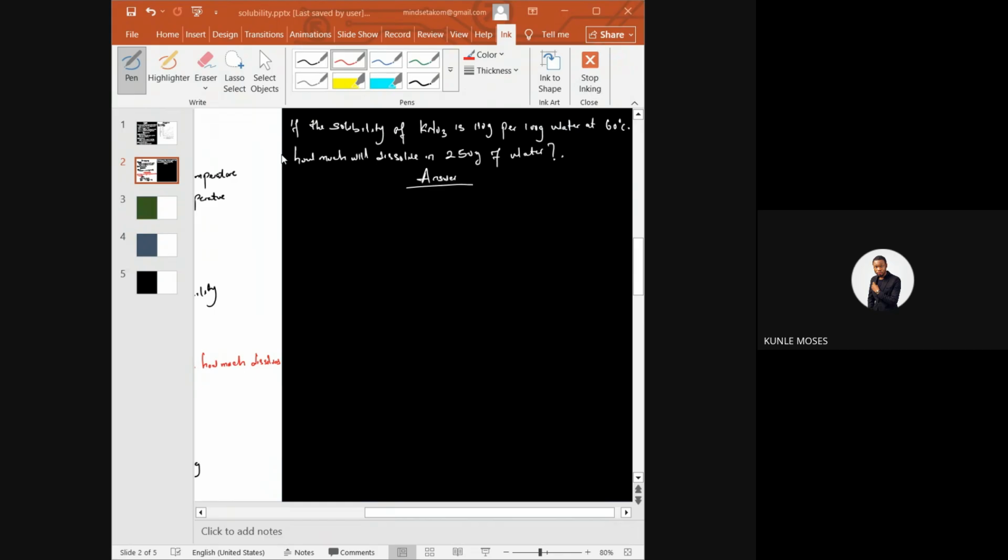So look at the question. Solubility of potassium nitrate is 110 grams per 100 grams of water. So it simply means potassium nitrate is being dissolved in one, being dissolved.